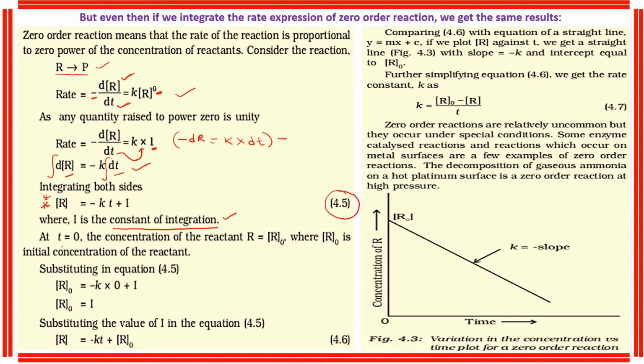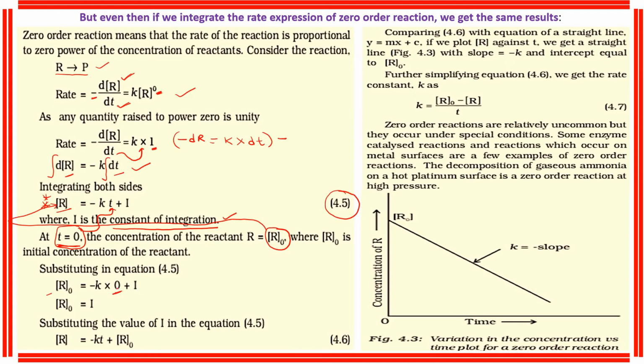Now what you do here: before the reaction starts, the time will always be 0 and the concentration of reactant will be R0. Now I am substituting t equal to 0 and concentration of R equal to R0, both in equation 4.5. So in the place of R we get R0, minus k into t equal to 0, plus I, you got here.